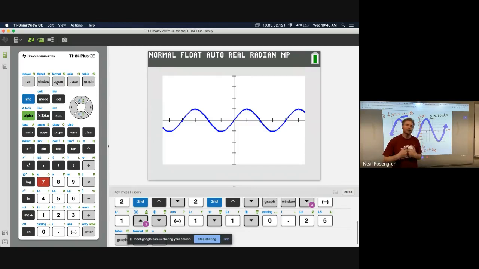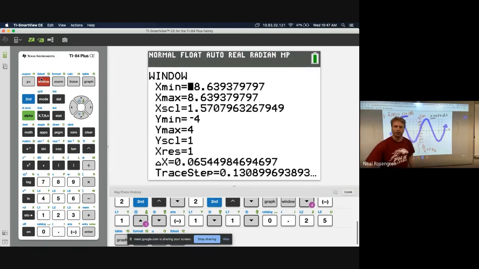I like to hang out in radians whenever I can, but degrees are nice if you're doing inverse trig stuff, like inverse trig of radical 2/2 or whatever. But there it is. Now the window is not exactly the same. It's actually a little bit past -2 pi and a little bit past 2 pi. This one obviously goes -4 to 4.